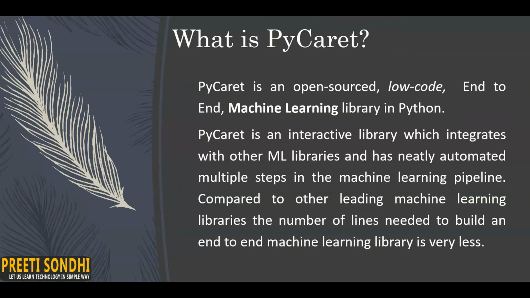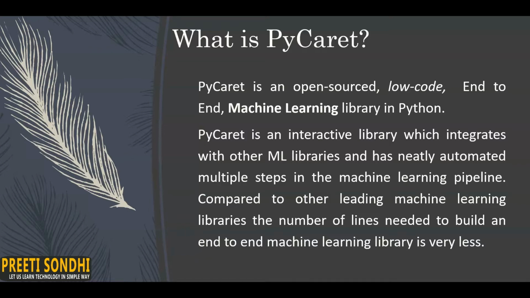So PyCaret is open source. It's just free of cost, anyone can use it. It is a low-code, end-to-end machine learning library, because you can do the coding in just a few lines. Well, if you are a beginner struggling with coding, then definitely PyCaret is your one-stop solution, I would say. Simply, you can design and deploy your machine learning model within just seconds, in any notebook of your choice. It may be Google Colab, it may be a Kaggle kernel, it may be a Jupyter notebook, anywhere. This powerful library has neatly automated multiple steps in the machine learning pipeline, and it's very interactive too.